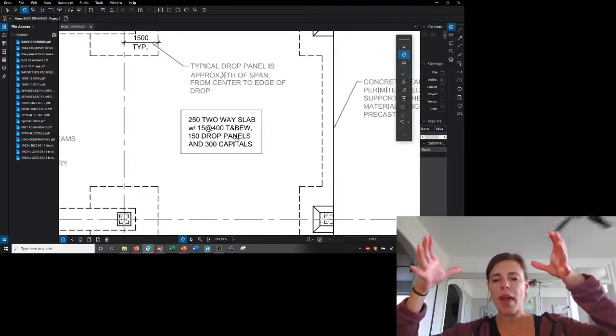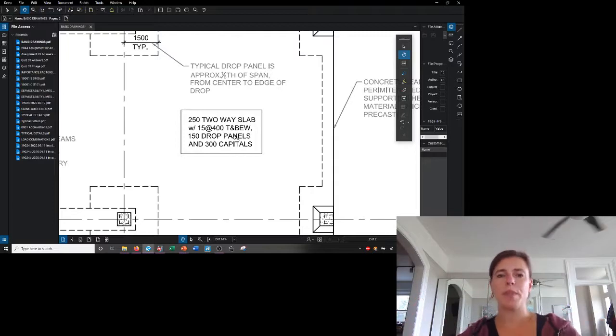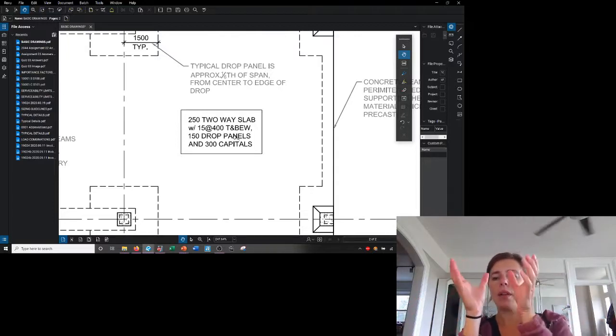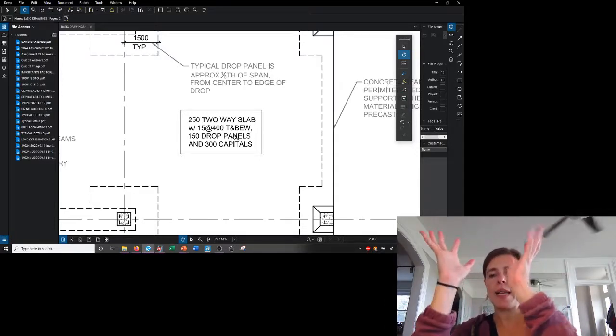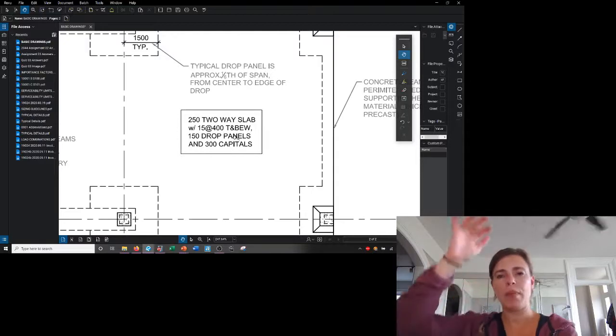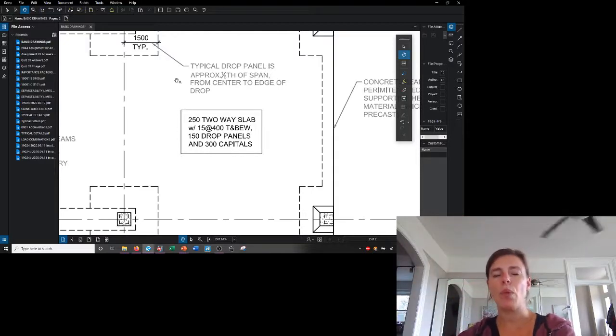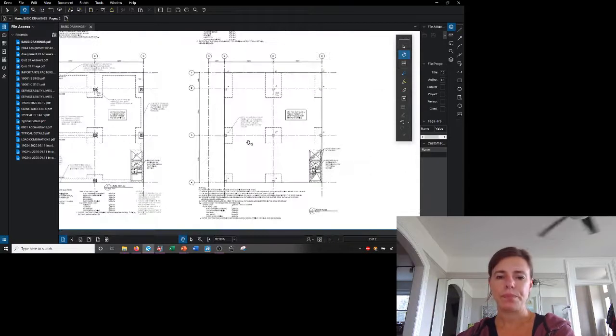Drop panels are that region around a column that looks like a square quite often that drops down a little bit. A capital can be round, but it looks like a cone or an upside down kind of pyramid that goes from some point down on the column up to the underside of slab. And again, both of those are usually dealing with punching shear.